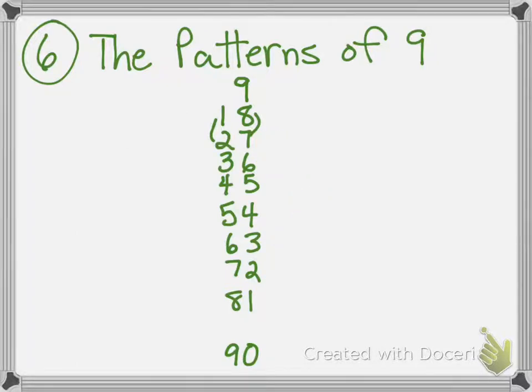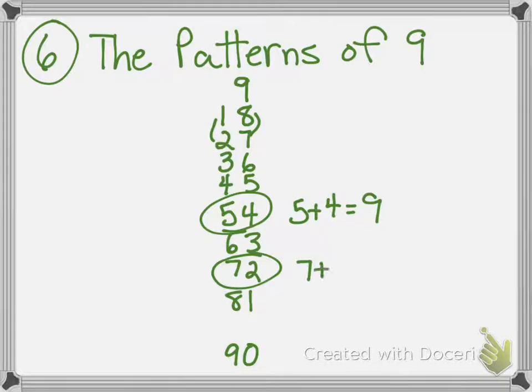Let's look at this one right here. 54. If I take the 2 digits in 54, 5 plus 4, what do they equal? 9. If I take the digits of 72, what do they equal? 7 plus 2, 9. Now, I want you to take a minute and try that with 2 other numbers. So pause the video and try that for 18 and try it for 36.